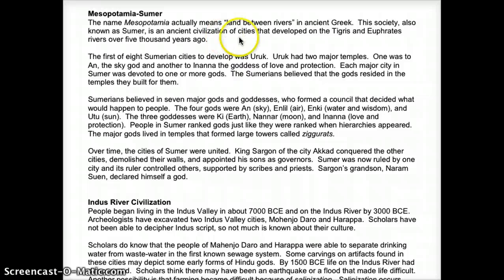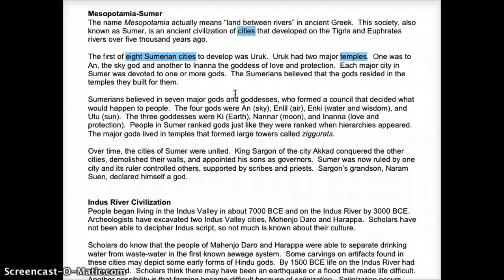So the name Mesopotamia actually means land between the rivers in ancient Greek. The society, also known as Sumer, is an ancient civilization of cities. So we know here that they have cities that develop on the Tigris and the Euphrates rivers over 5,000 years ago. The first of 8 Sumerian cities, okay, that's good to note, to develop was Uruk. Uruk had 2 major temples, okay, that's evidence of religious use. One was An, the sky god, another was Inanna, the goddess of love and protection. Each major city in Sumer was devoted to one or more gods.